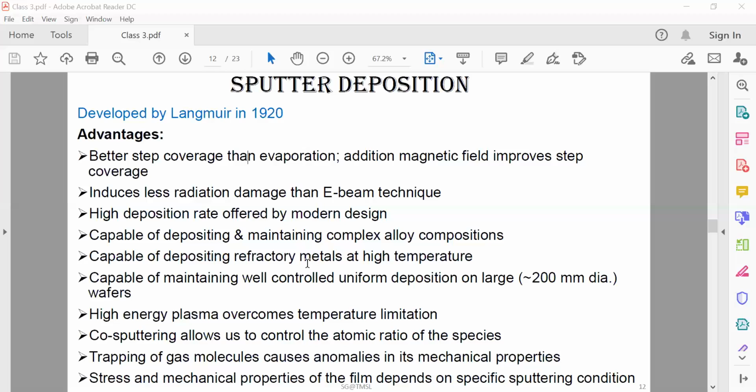Other than that, there are other advantages in sputter deposition, and they are high energy.